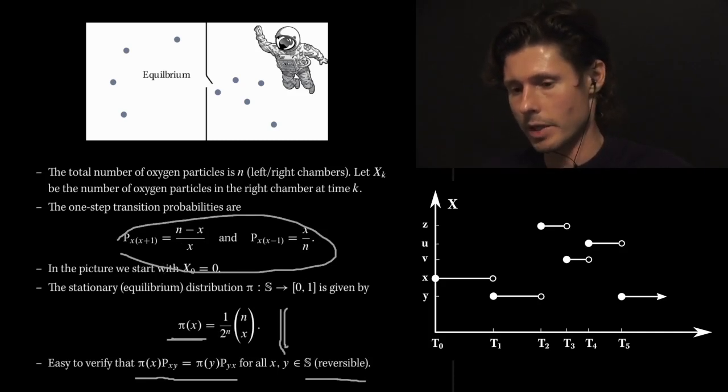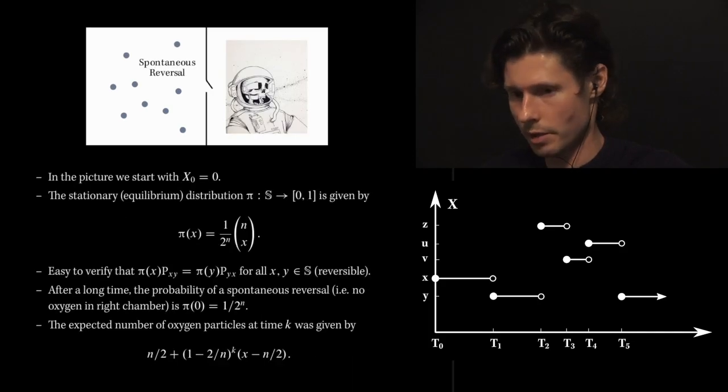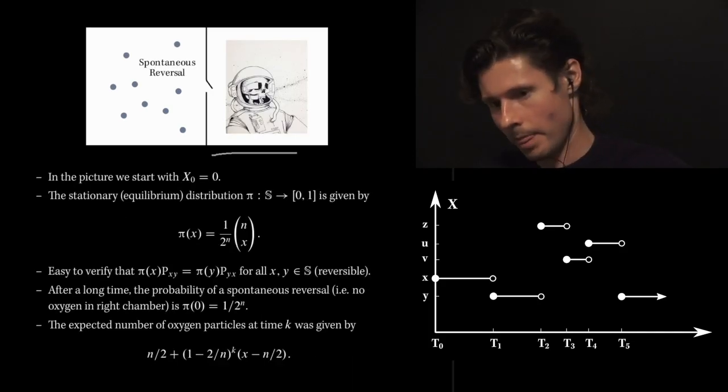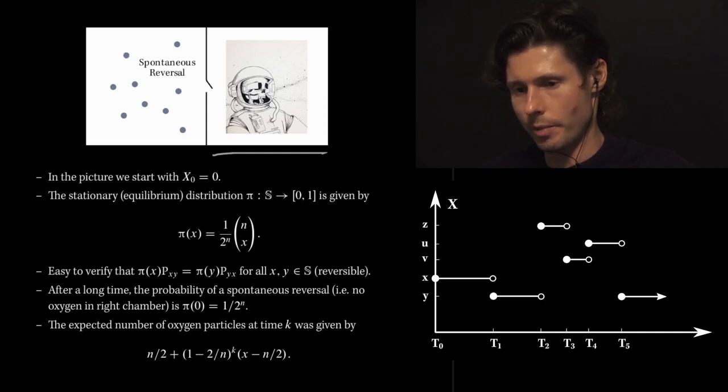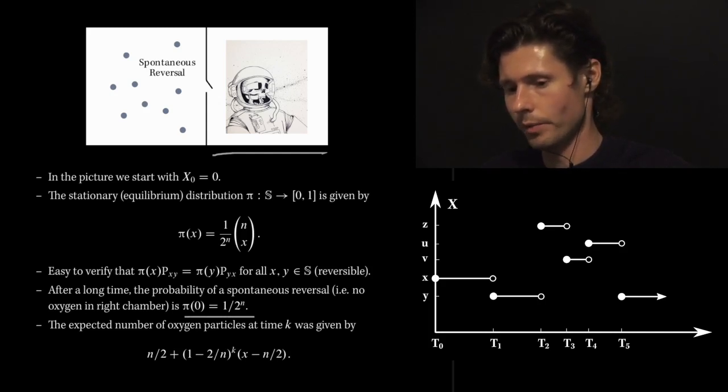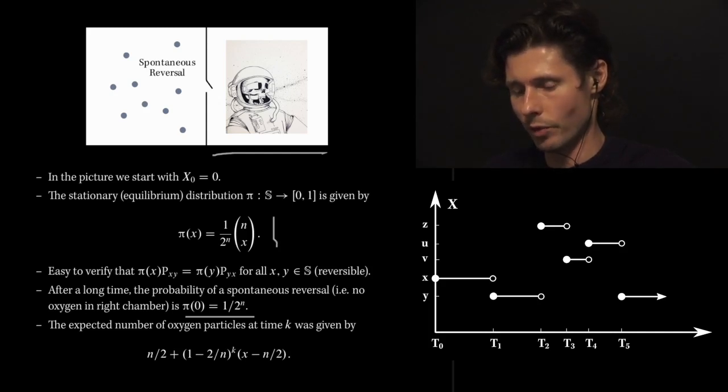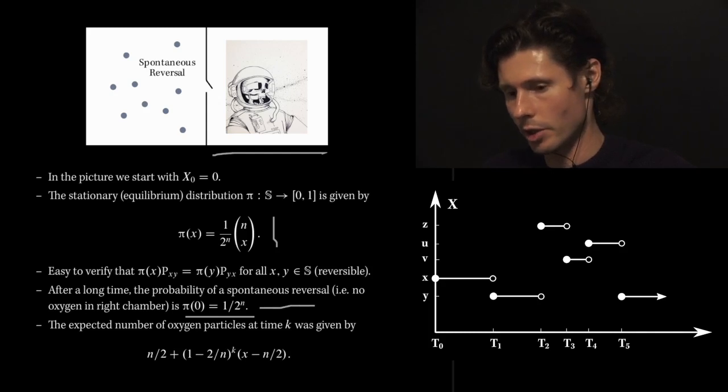The beginning was x equals 0, so there should be some chance of a spontaneous reversal, where this is a picture indicating that's not a good thing. This represents a scenario where all of a sudden we've reversed back to the original starting state. Of course, the probability of this is very small. If you plug in a 0 into the stationary distribution here, you will get 1 over 2 to the n, which is a very small number for n large, which it is. The number of particles of oxygen is very large.